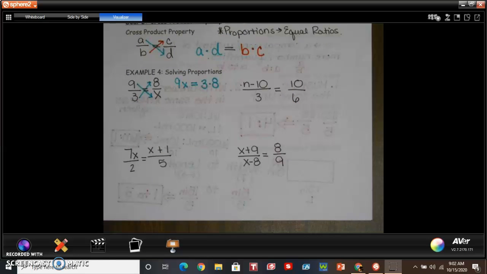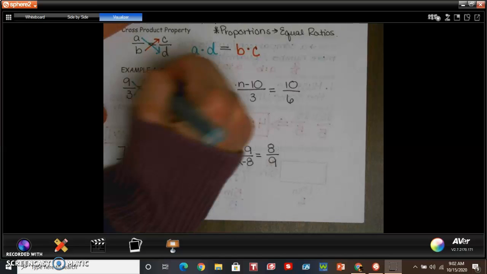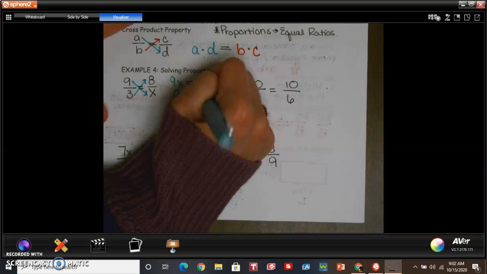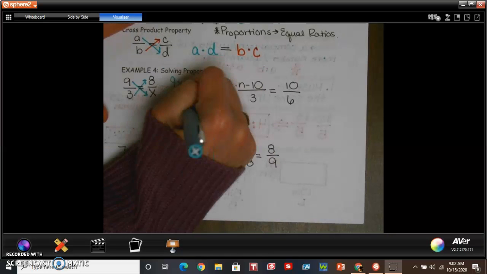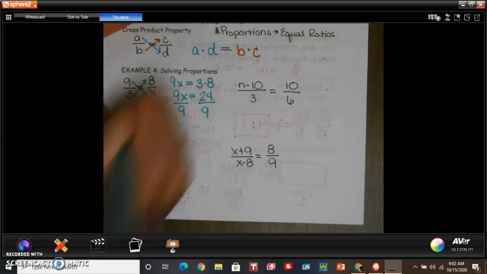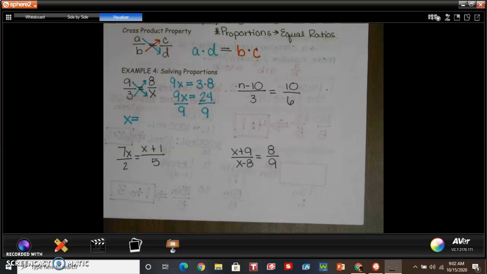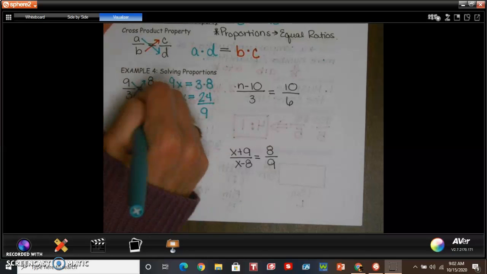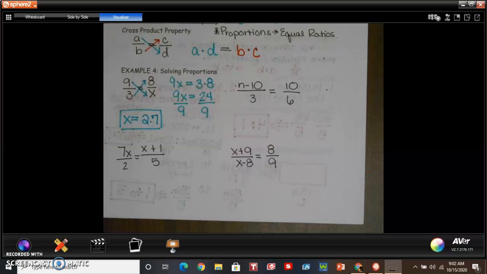Please use your calculator if you move too quickly when you're doing these and you make simple mistakes on simple math problems. So we would have 9x equals, and then we have 3 times 8, which is 24. Now we're going to divide by 9, and we get that x equals 2.7. Ta-da! These will be multiple choice.